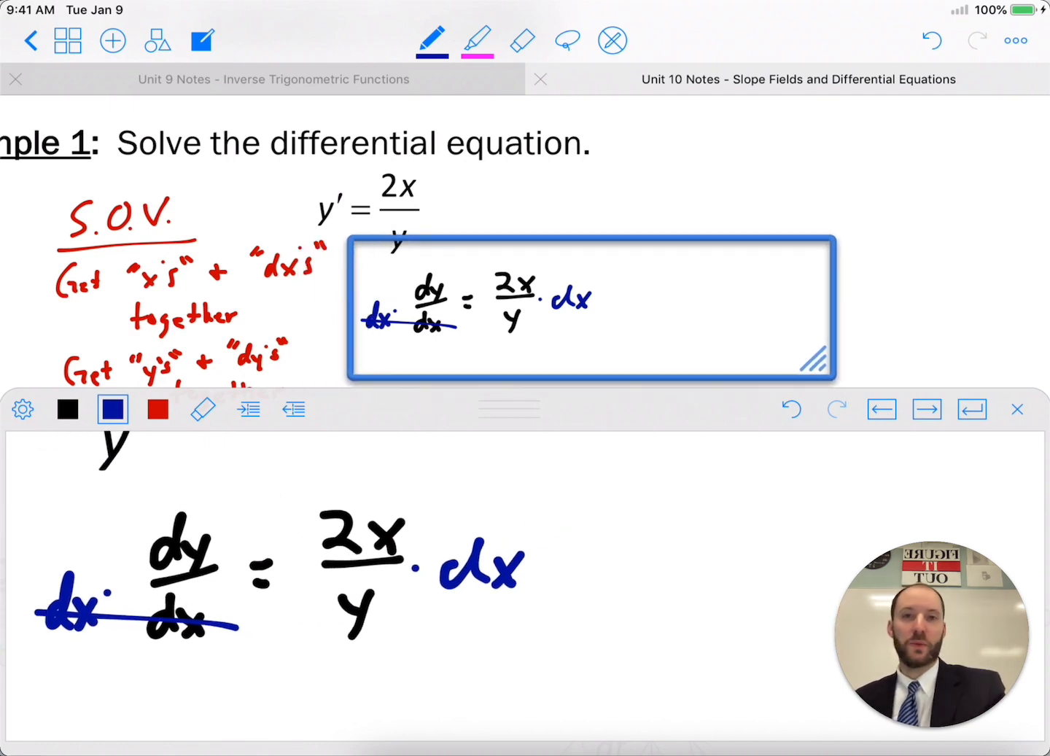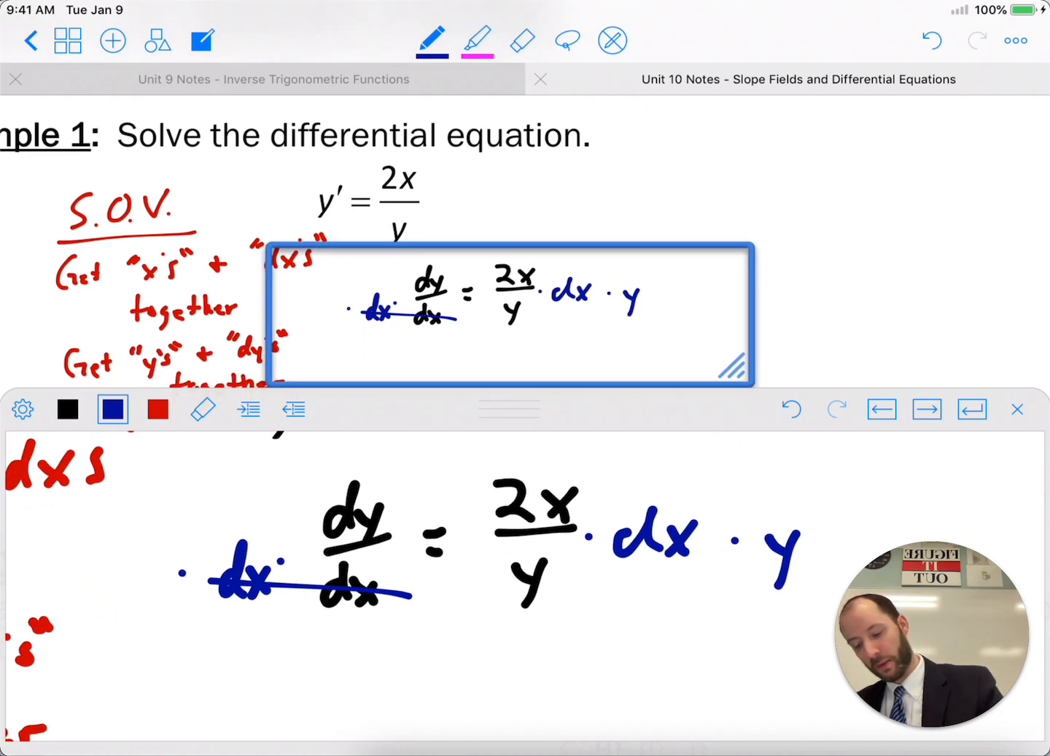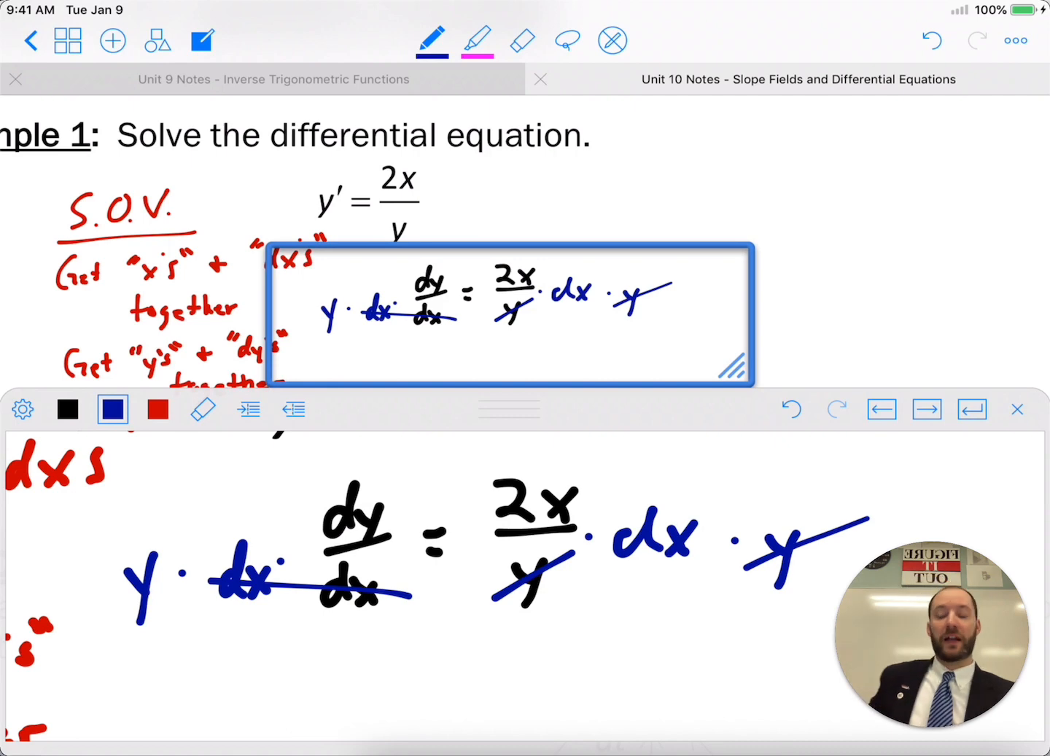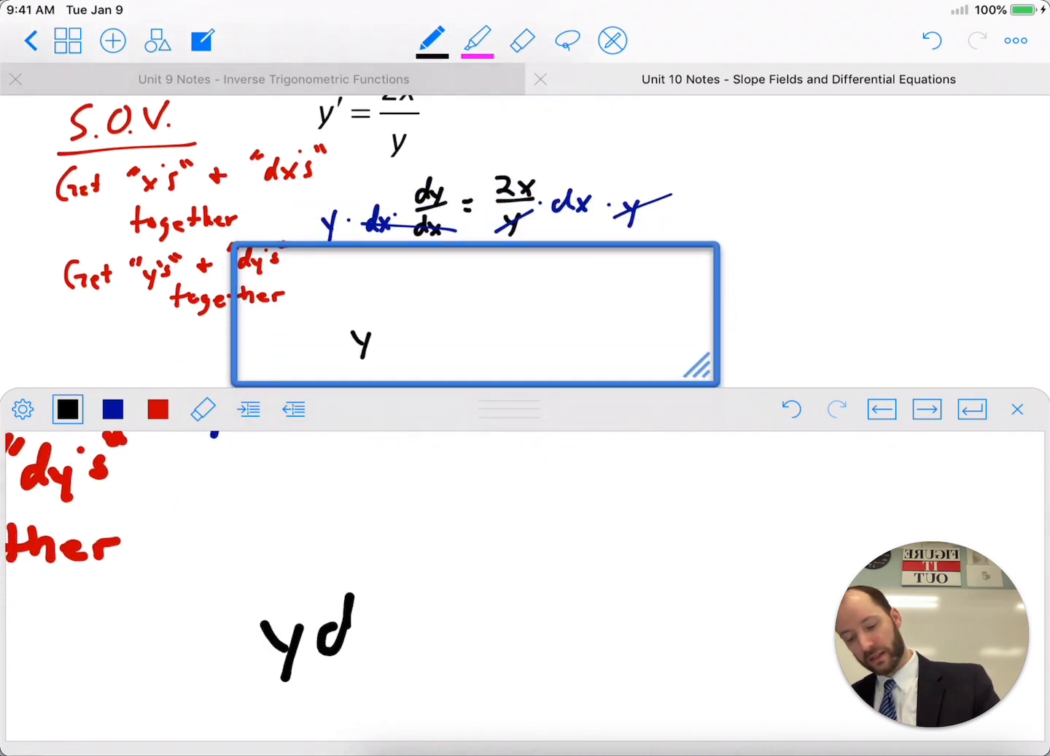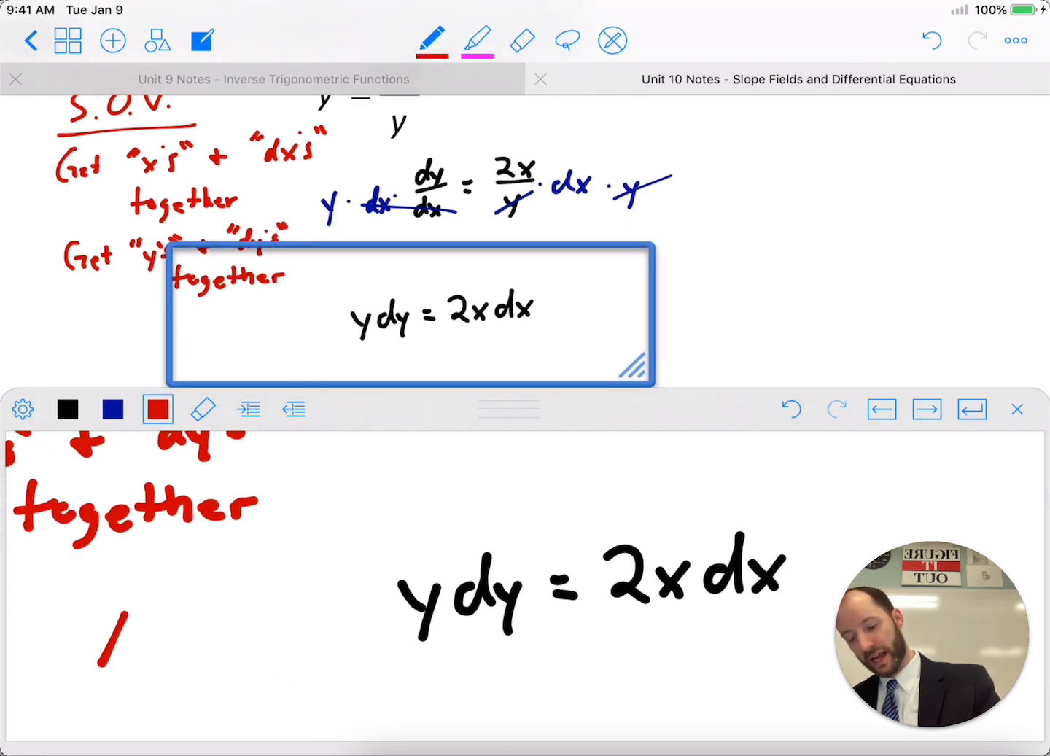We also want to get the y's and dy's together. So multiply by y. So on the right side, the y's will cancel out. Then we can rewrite the equation, tighten it up a little bit. So y dy equals 2x dx. And now we can anti-differentiate.